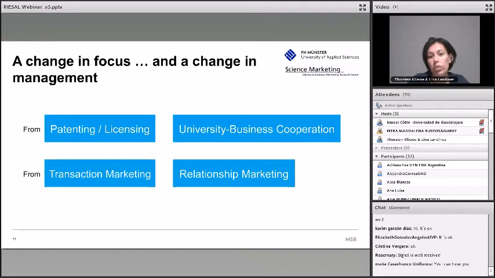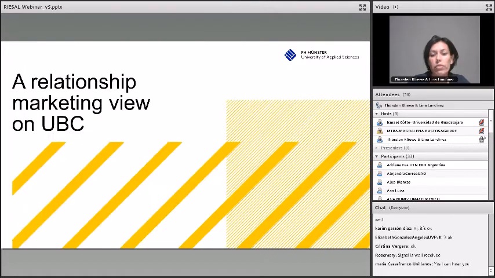And this change in focus from patenting to UBC also implies that there is a change in management. That's why universities need to adjust, and it becomes difficult to manage this new thinking, because we go from transaction marketing based on the patents to a relationship marketing that includes a broader interaction among different cultures, among different stakeholders, and requires different management strategies. So we're going to have a look at what relationship marketing means and what it means for UBC.